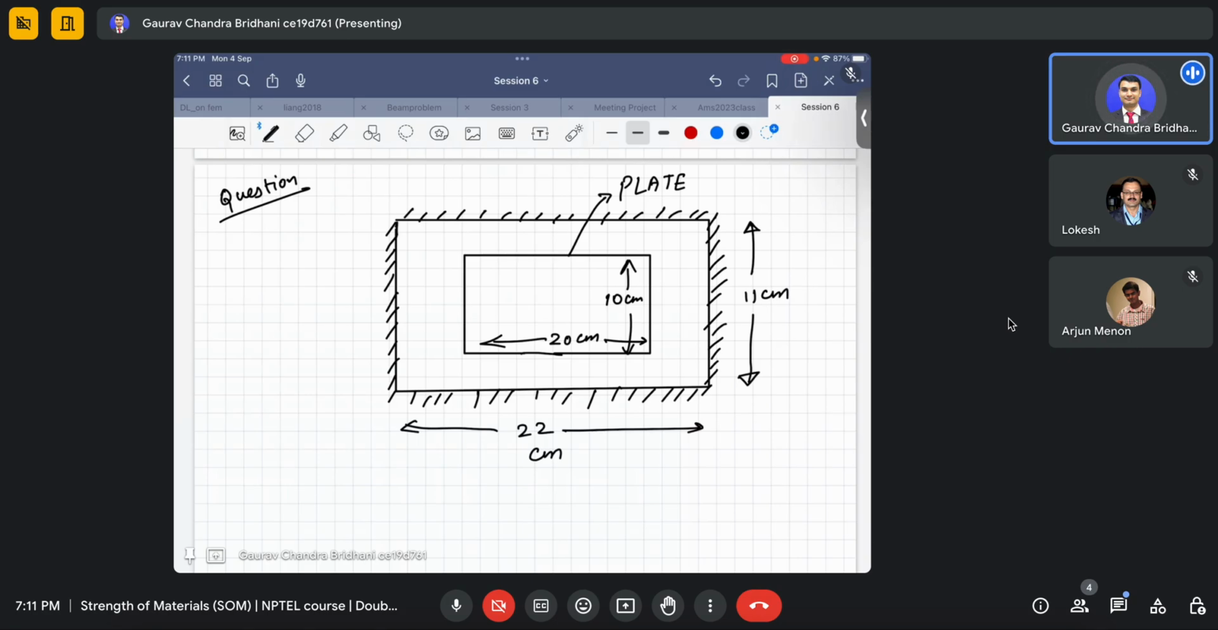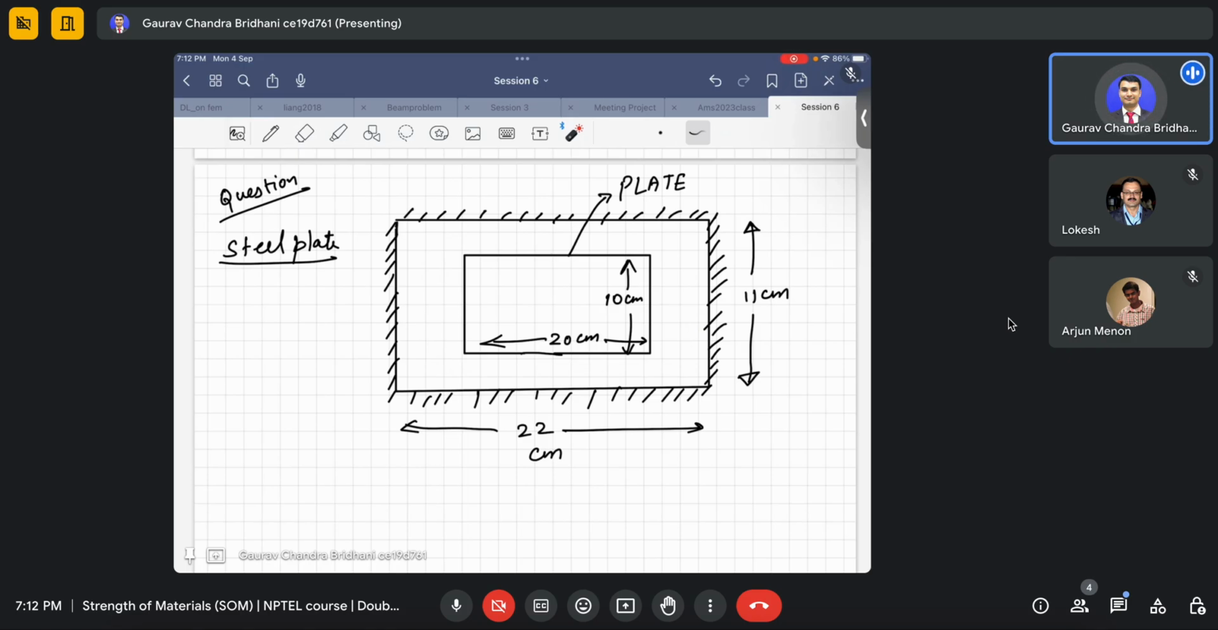Okay, so the problem is that we have a plate made of steel, so we have a steel plate, and the dimensions are as given here. For the inner plate, basically the inner one is the plate and the outer one is a rigid boundary which can't be displaced, and the area between these two is a free area.